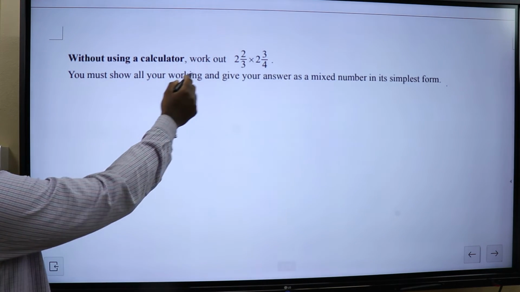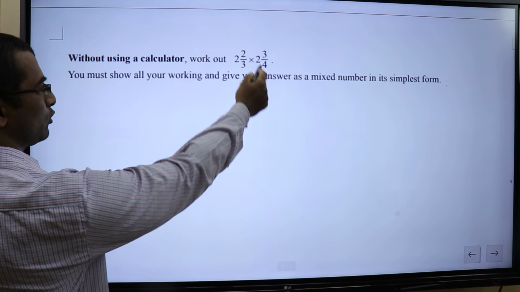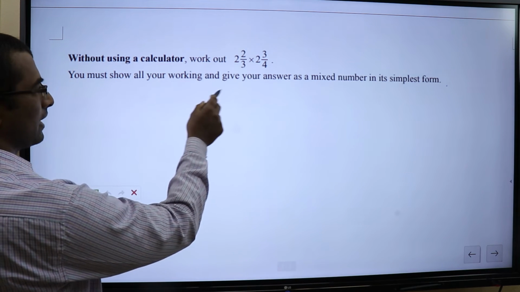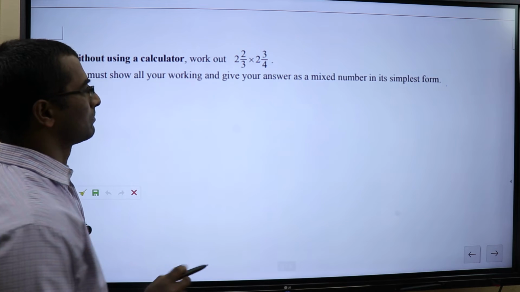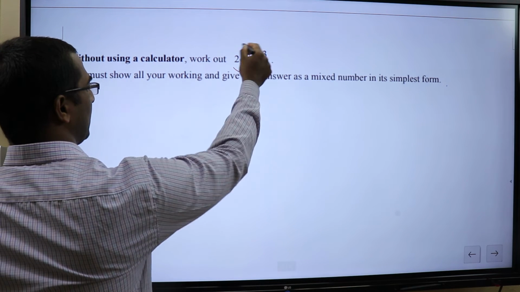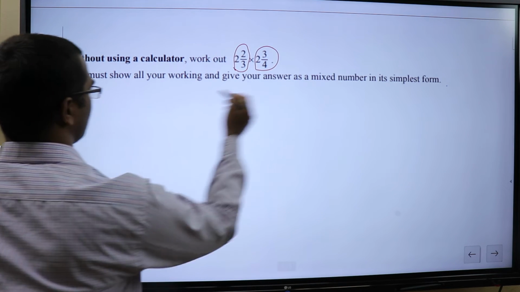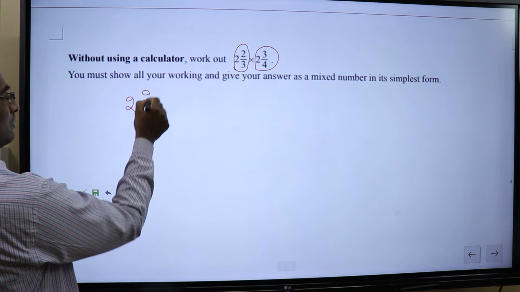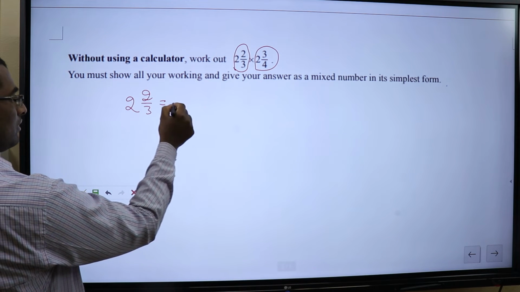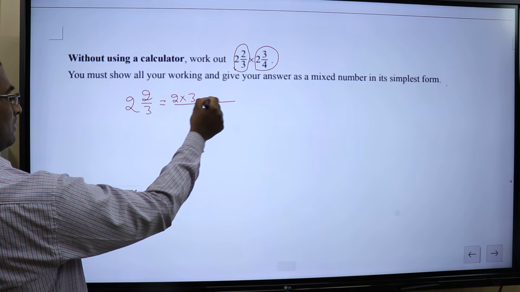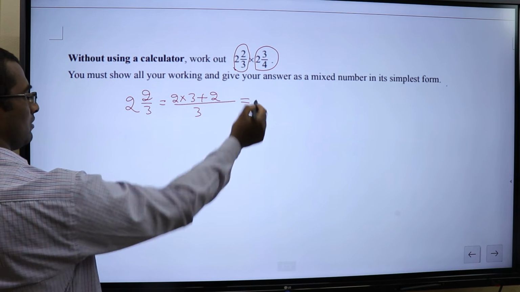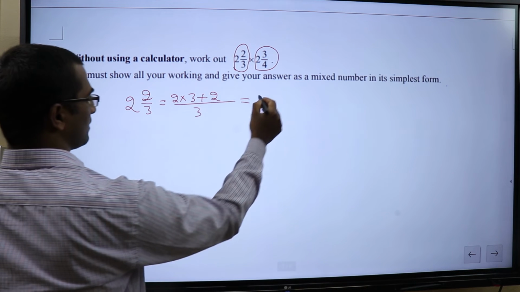Without using a calculator, work out 2 2/3 times 2 3/4. You must show all your working and give your answer as a mixed number in its simplest form. Before multiplying, I should convert each into an improper fraction. So 2 2/3 will become what? 3 in the denominator, and here 2 into 3 plus 2. So that is equal to 8/3.